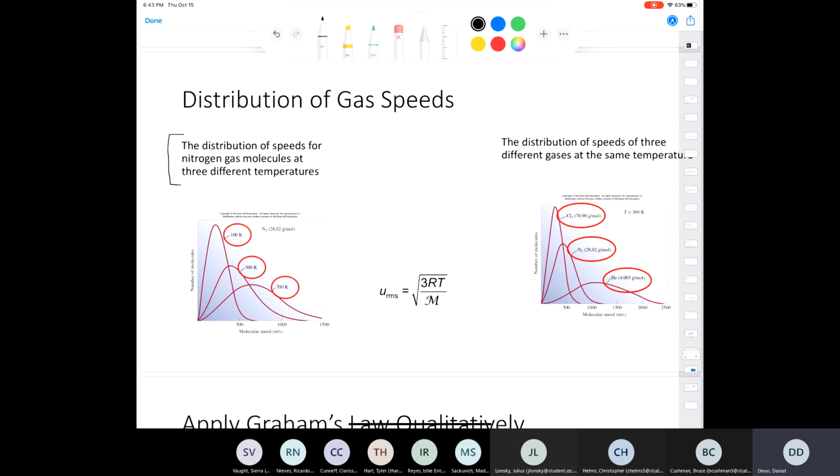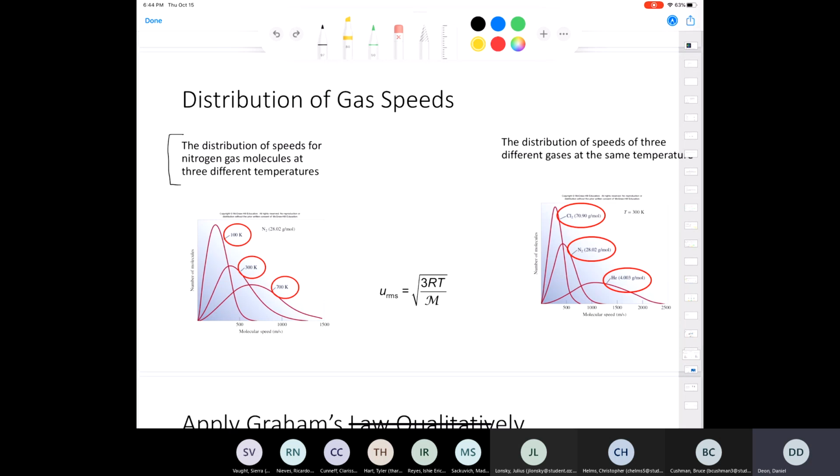side of the slide. It says here the distribution of speeds for nitrogen gas molecules at 3 different temperatures. So all 3 of these curves represent nitrogen gas. Nitrogen at 100 Kelvin, 300 Kelvin, and 700 Kelvin. Now, on the x-axis, we have molecular speed, and on the y-axis, we have the number of molecules. What's the take-home message from these 3 curves?